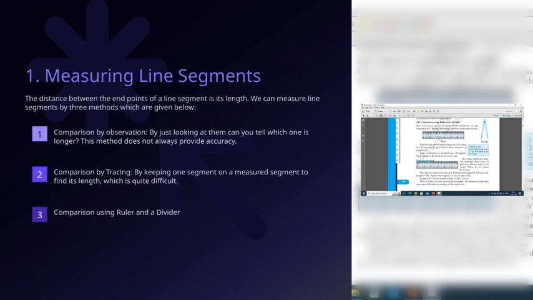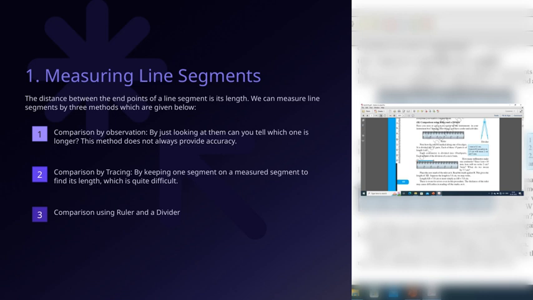It sounds simple, but keep in mind, this method isn't always accurate, especially if the segments are very close in length. Next, we have comparison by tracing. This involves physically placing one segment on top of another to see which one is longer. While this can be helpful, it can also be quite tricky because aligning the segments perfectly isn't always easy.